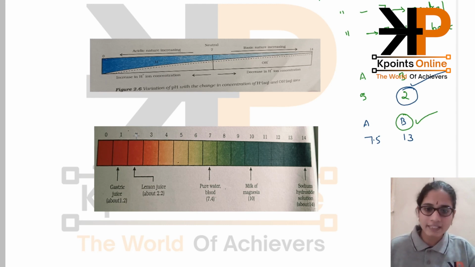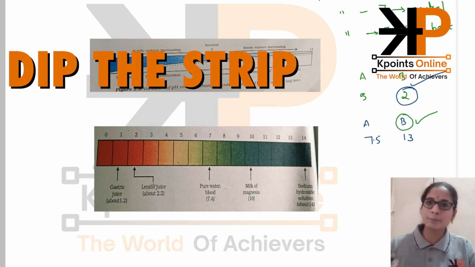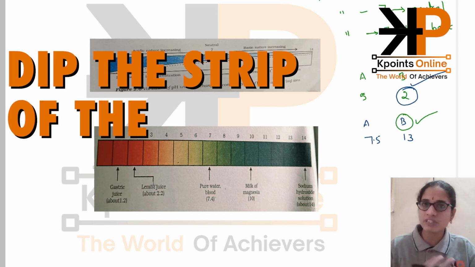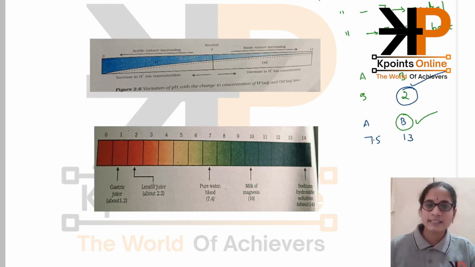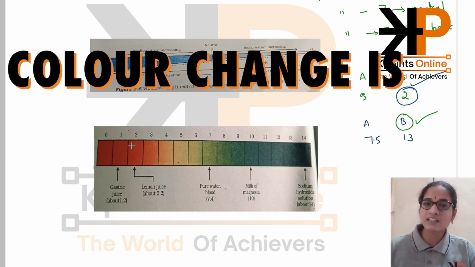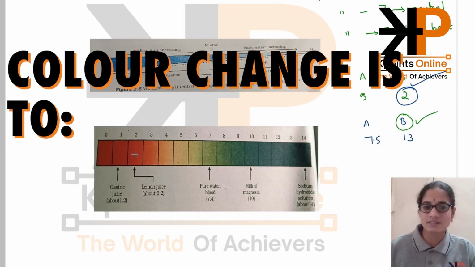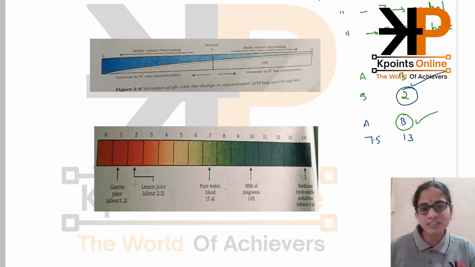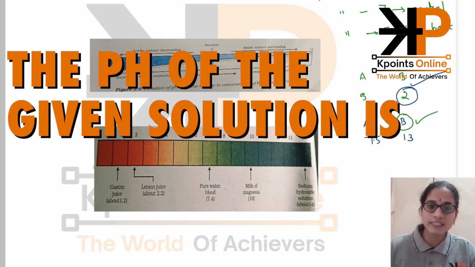Suppose I take lemon juice, and I don't know its pH value. I will dip the strip of the universal indicator. Then I will see that the color changes to orange. Then I will compare it with this pH value scale. So now I will realize that the pH of the given solution is 2.